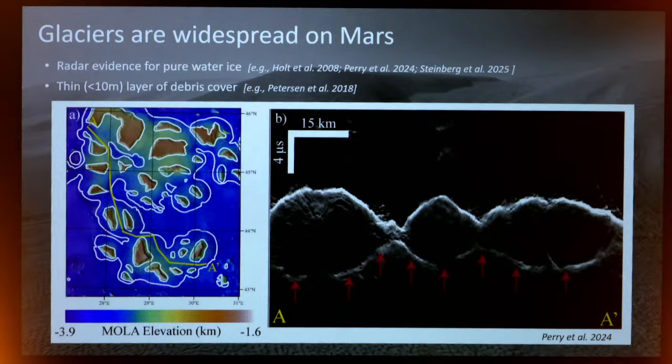There's a lot of radar evidence for these features being pure water ice with some evidence for flow. They've got a thin layer of debris cover, anywhere between less than 10 meters and maybe up to 50 meters, which is armoring that water ice from the atmosphere and keeping it from sublimating.